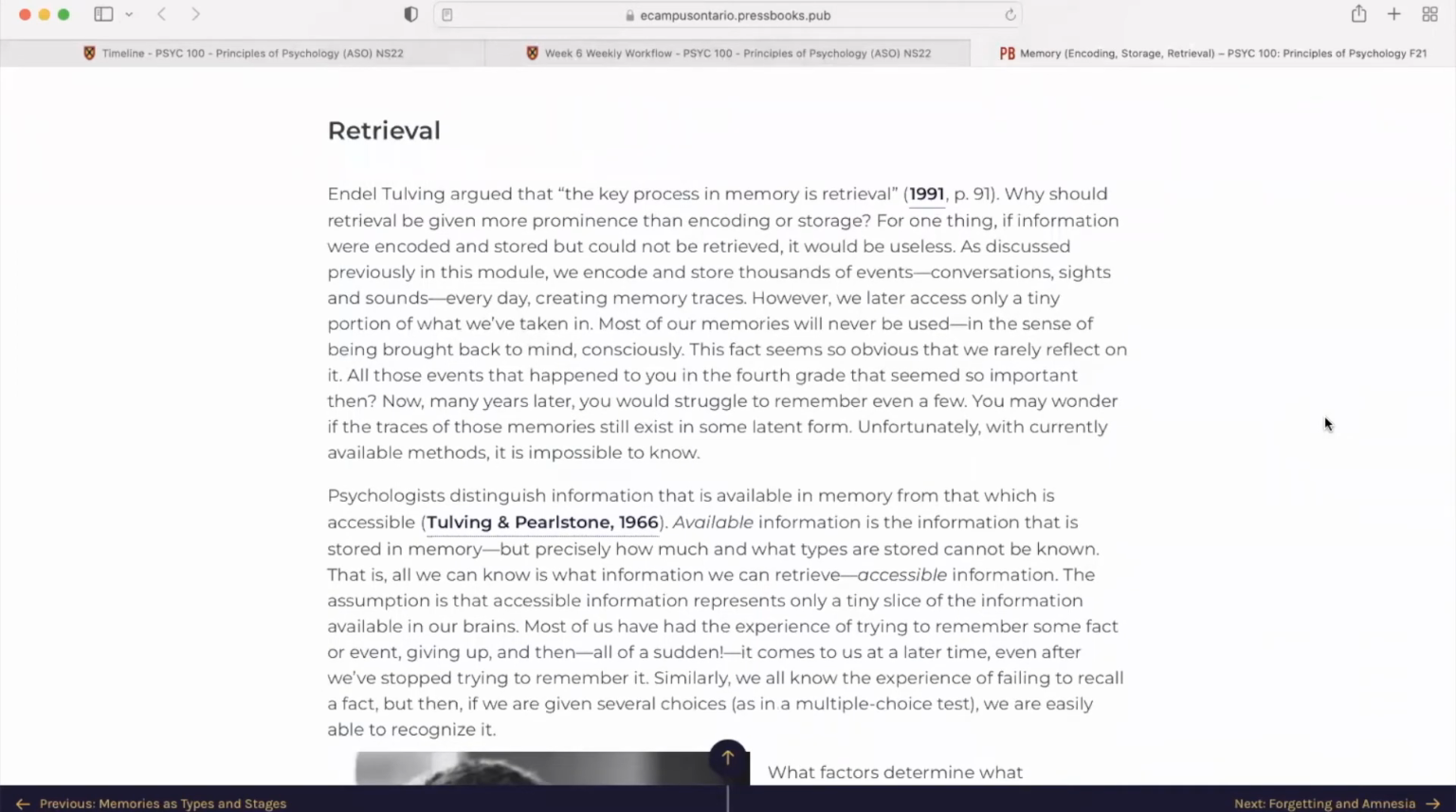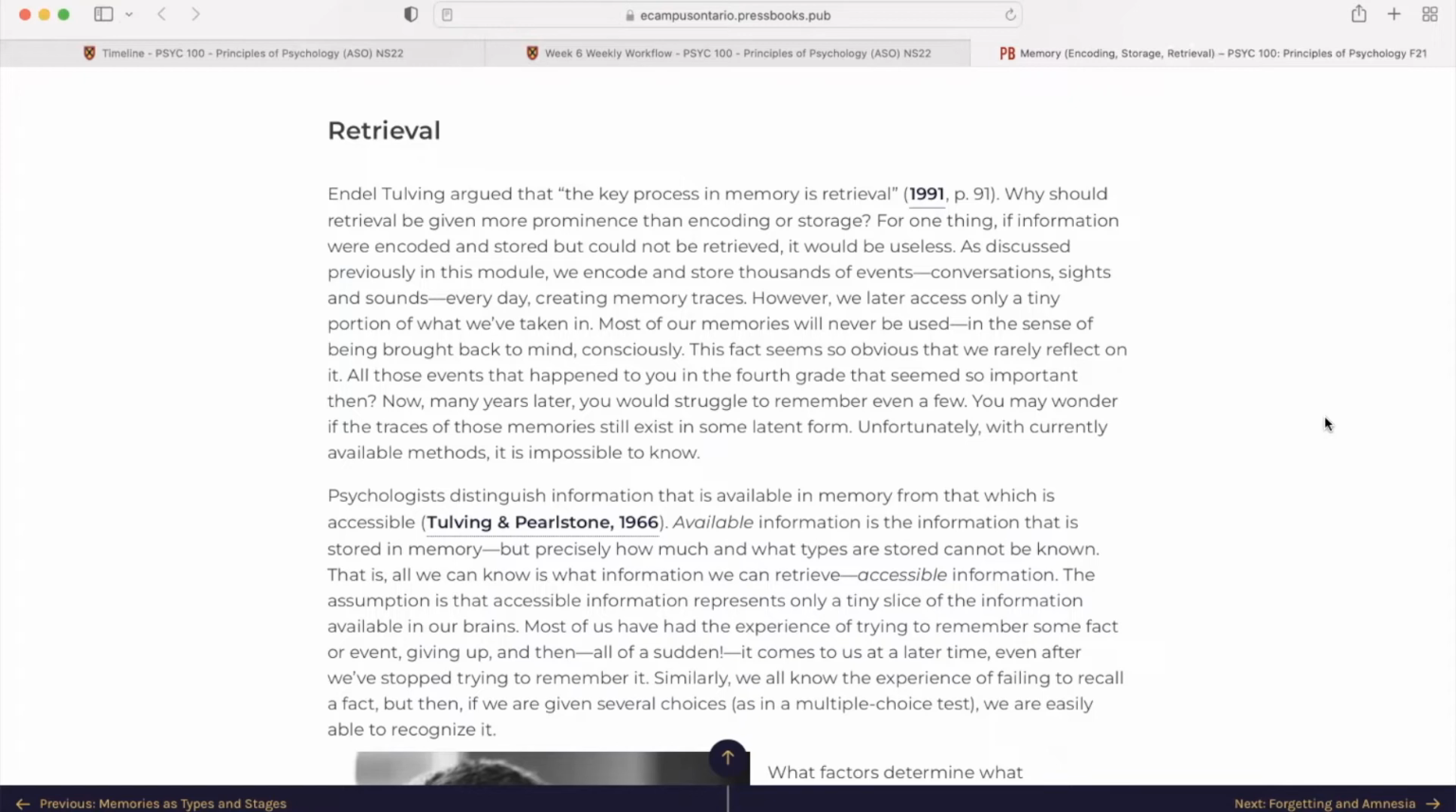Endel Tulving argued that the key process in memory is retrieval. Why should retrieval be given more prominence than encoding or storage? For one thing, if information were encoded and stored but could not be retrieved, it would be useless.